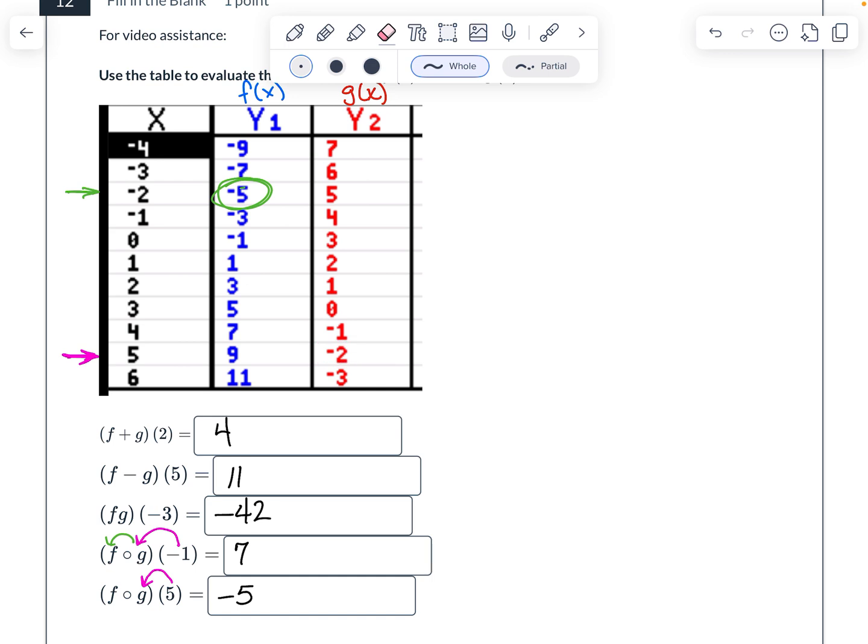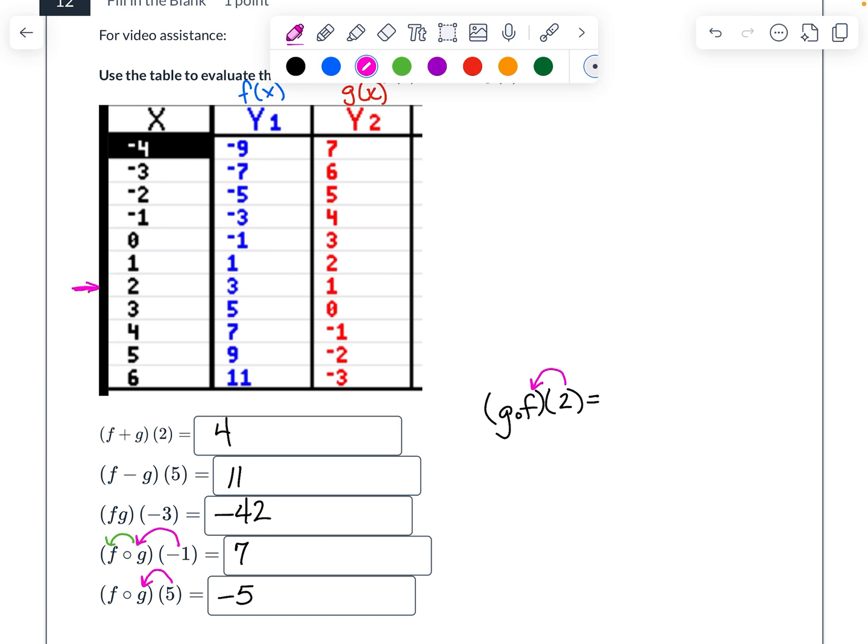Let's do a couple more, just because I want you to feel very comfortable with these. If they give you g composite f of 2, let's say, that means we are going to look at the 2 and go to the function f. So here's the number 2, and here is f of 2, gets us 3. Then we're going to go to that 3, and we're going to go to g, and that answer would be 0. So that would equal 0.